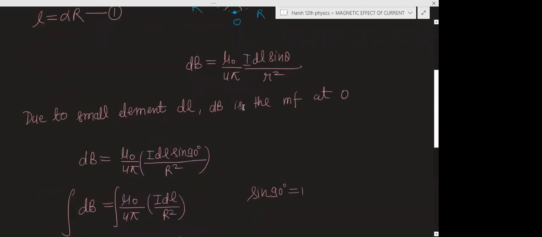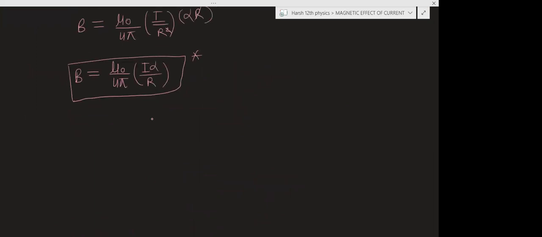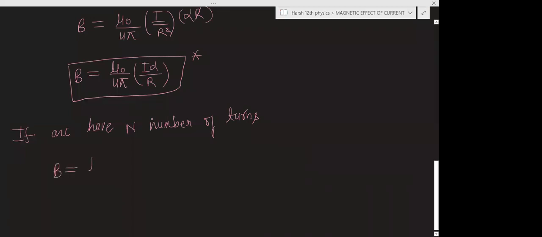Suppose this arc has N number of turns. Then you simply calculate the magnetic field at the center by multiplying by N, so this will become mu naught divided by 4 pi, N I alpha divided by R. This is the formula you will get. Please note it down.